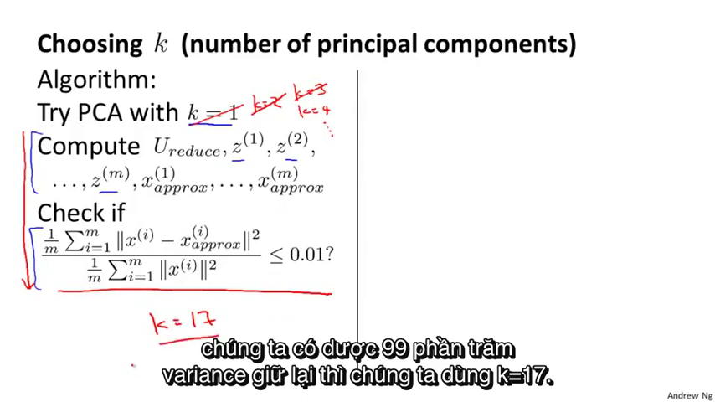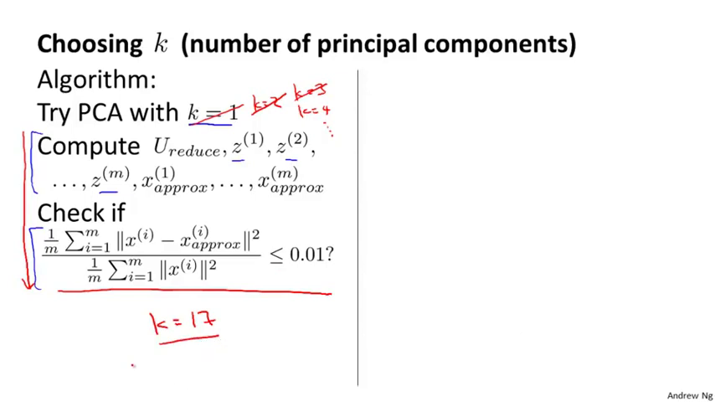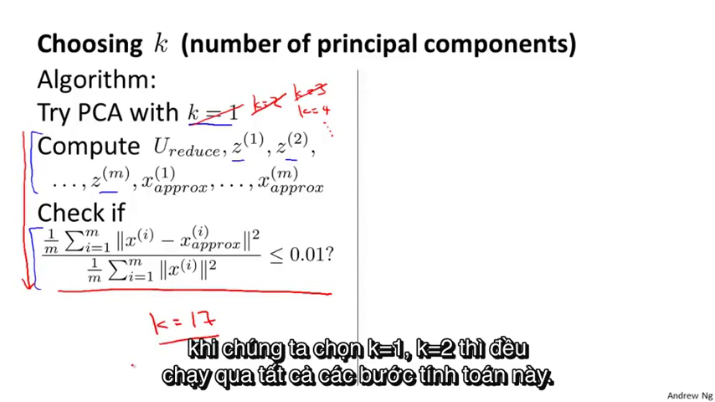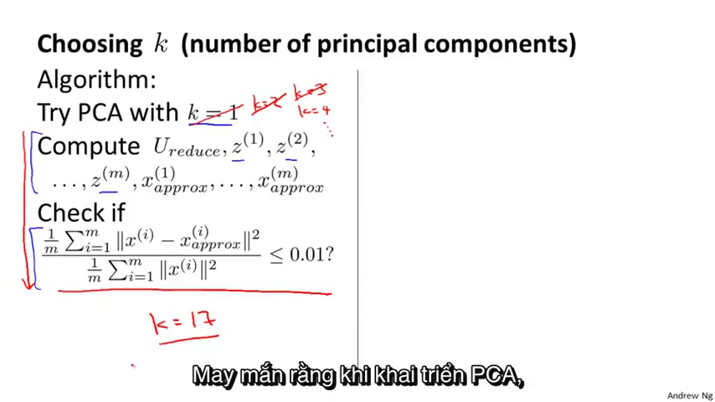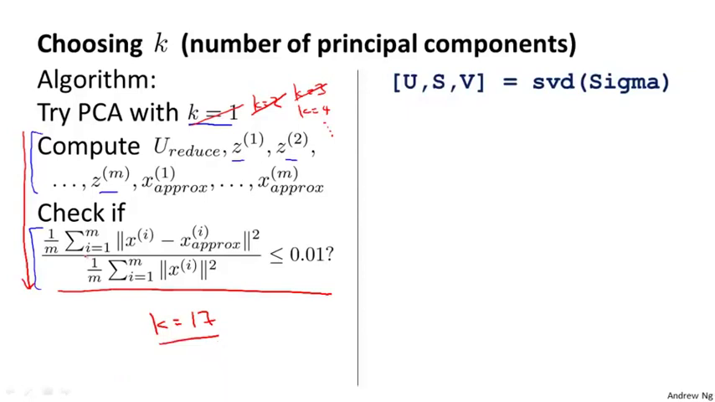So that's one way to choose k: choose the smallest value of k so that 99% of the variance is retained. But as you can imagine, this procedure seems horribly inefficient. We're trying k equals 1, k equals 2, doing all these calculations. Fortunately, when you implement PCA, it actually gives us a quantity that makes it much easier to compute these things as well.